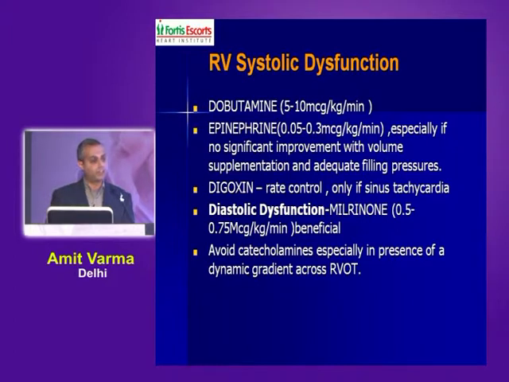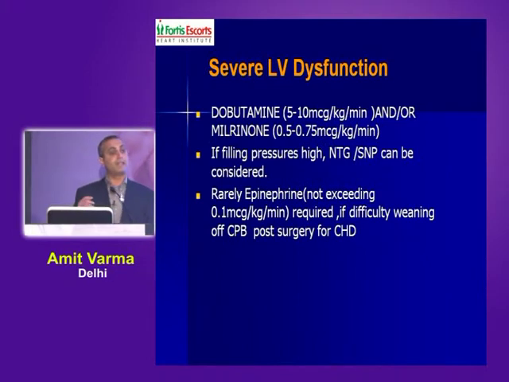We tend to use digoxin for rate control. If we are dealing with diastolic dysfunction, our drug of choice is milrinone. We avoid catecholamines generally in the presence of a dynamic gradient, especially if it's across the RVOT. If we are dealing with severe LV dysfunction, dobutamine and/or a combination with milrinone is something that we use. As you know, milrinone is a very good ventricular afterload reducer, so it is very helpful to put that on. Most of the time, I think the combination strategy of dobutamine and milrinone works very well.